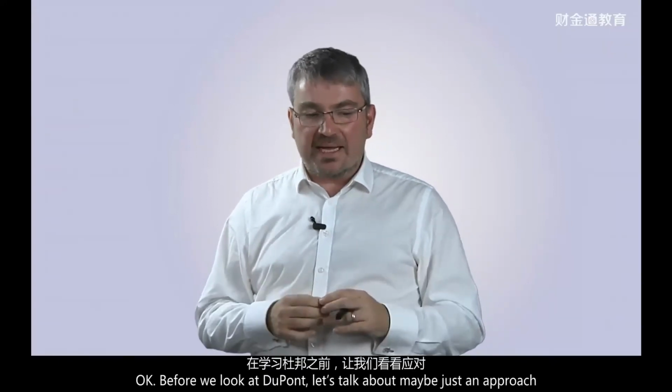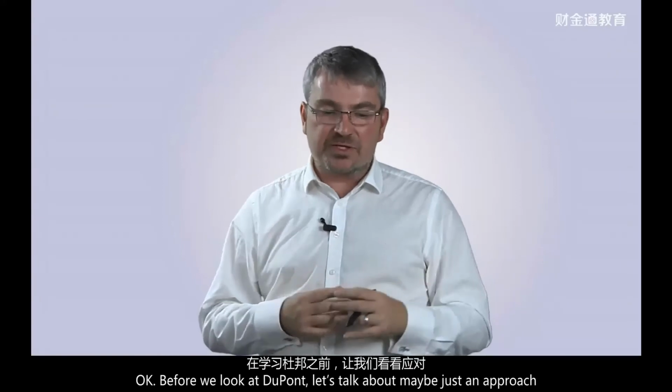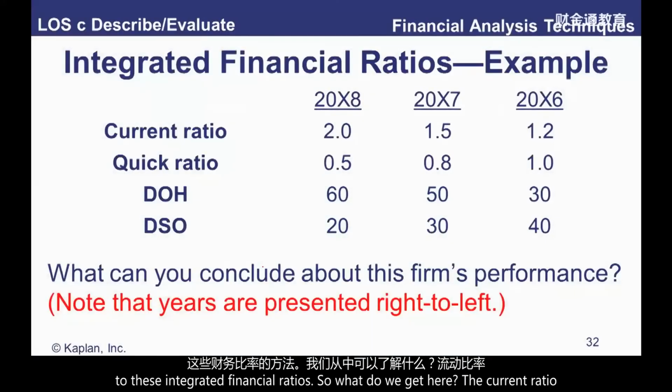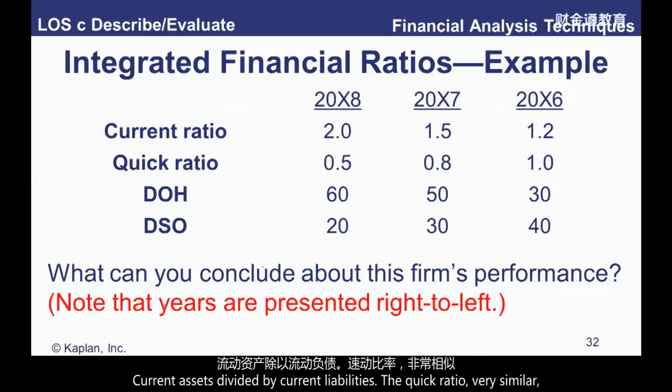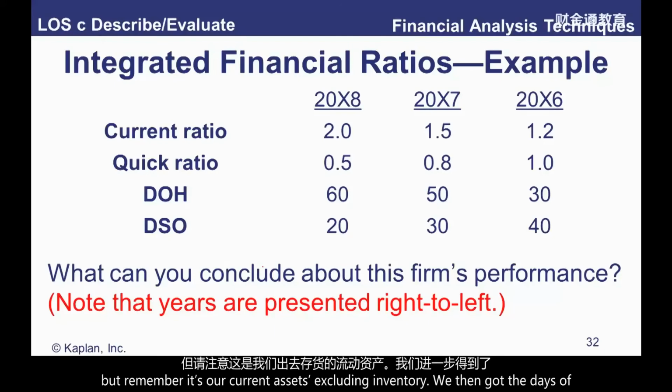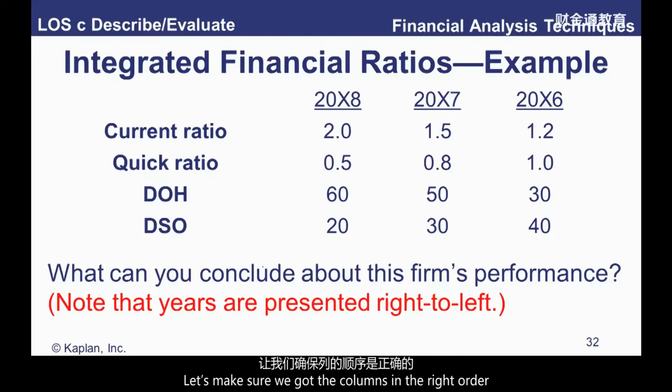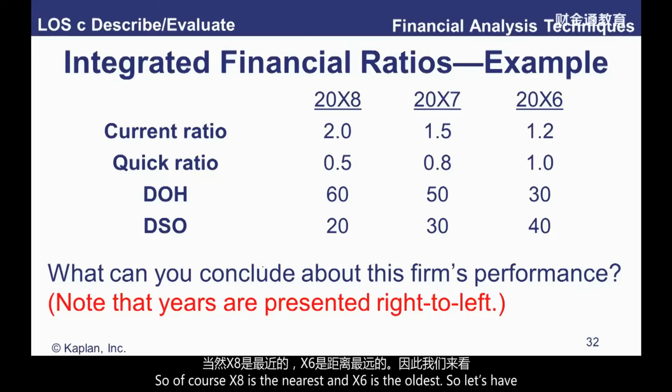Okay, before we look at DuPont, let's talk about an approach to looking at these integrated financial ratios. So what have we got here? The current ratio, current assets divided by current liabilities. The quick ratio, very similar, but remember it's our current assets excluding inventory. We've then got the days of inventory on hand and the days of sales outstanding. First of all, let's make sure we've got the columns in the right order. So of course, XA is the newest and X6 the oldest.